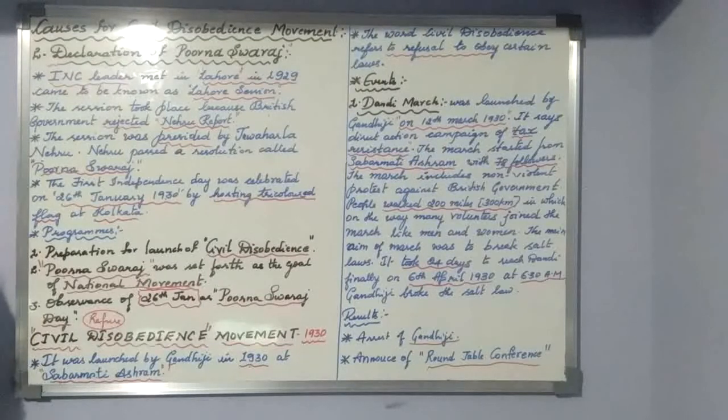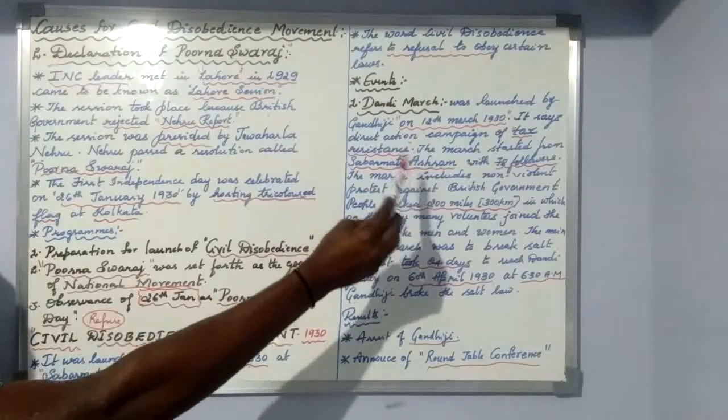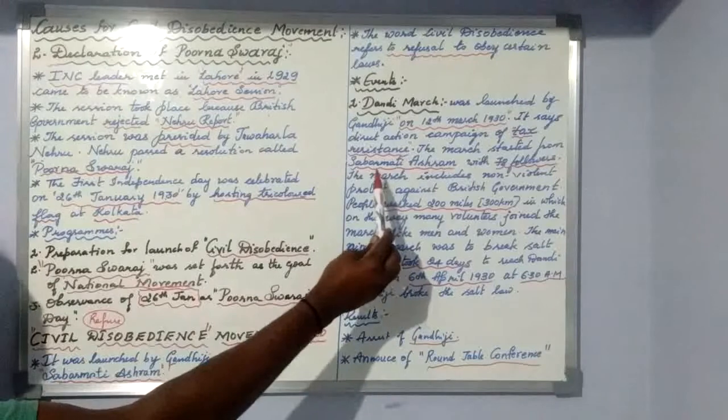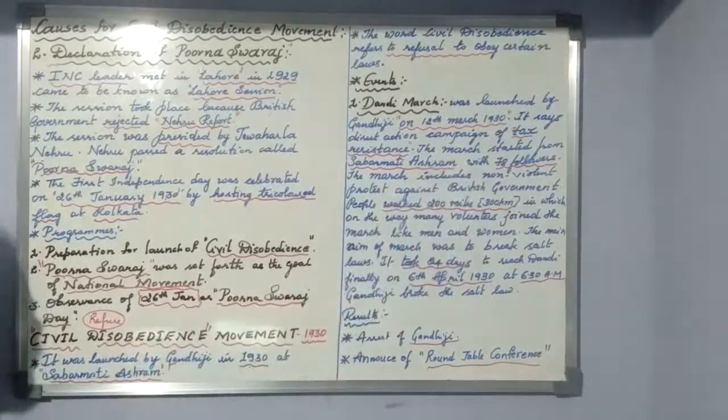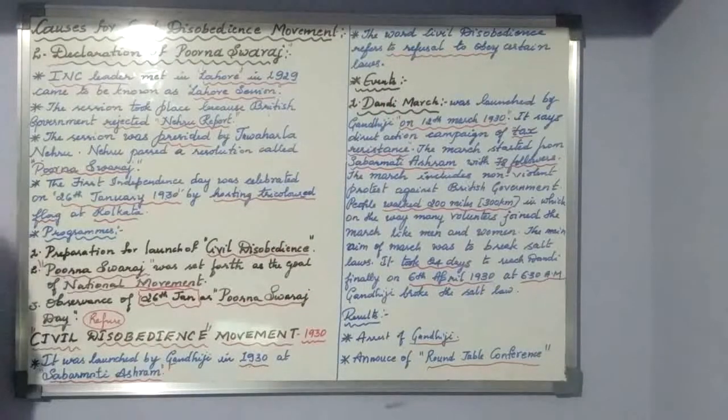Okay, what is this, basically, the Dandi March? It is nothing but a direct action campaign against the British tax. It is a type of march made by Indians, especially by Gandhiji, on tax resistance, to break the tax in India. The march started from Sabarmati Ashram with 78 followers. So when Gandhiji started this Dandi March, he had just 78 followers.